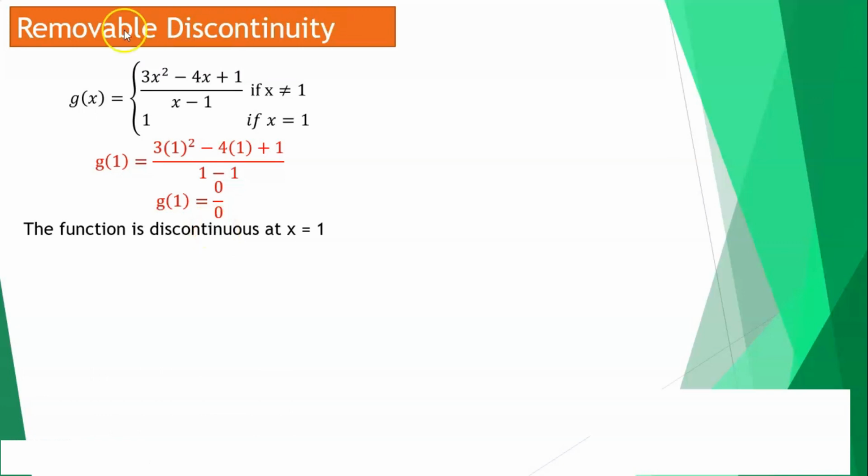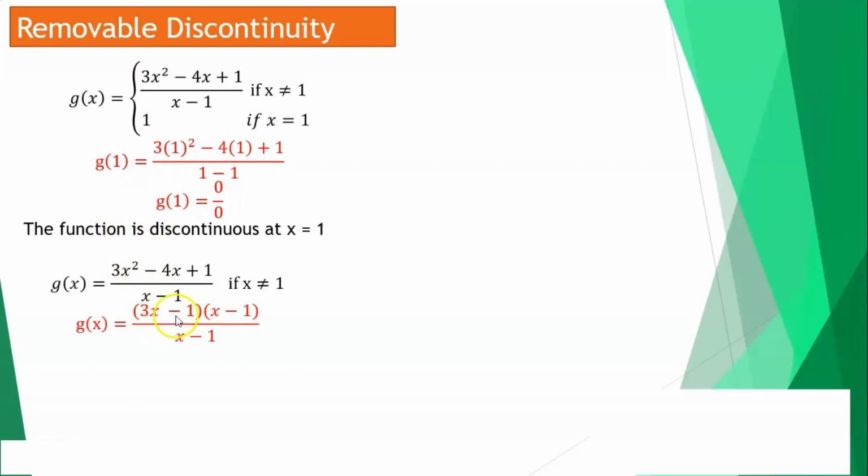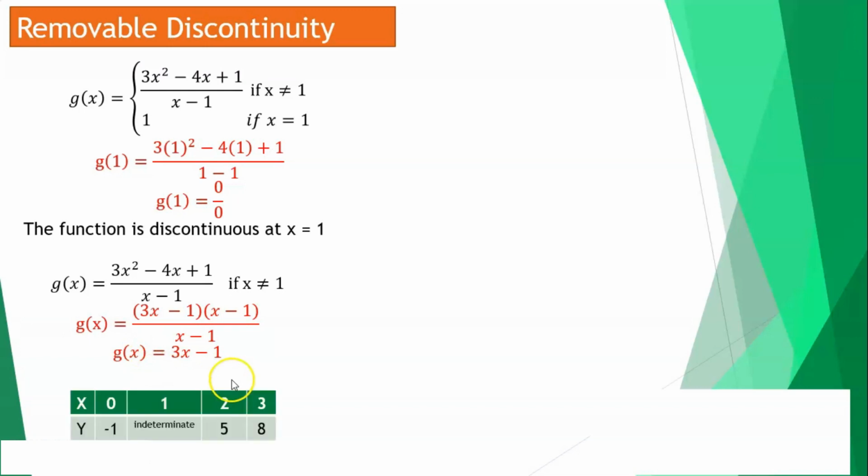So therefore, this function is discontinuous at x equals 1. Now simplifying this one, we can factor the numerator as (3x minus 1)(x minus 1). We cancel this, so we're left with 3x minus 1. Now getting the table of values here, if our x is 0, that would be negative 1. If our x is 1, again, it's indeterminate. If our x is 2, that would be 5. If our x is 3, it will become 8.